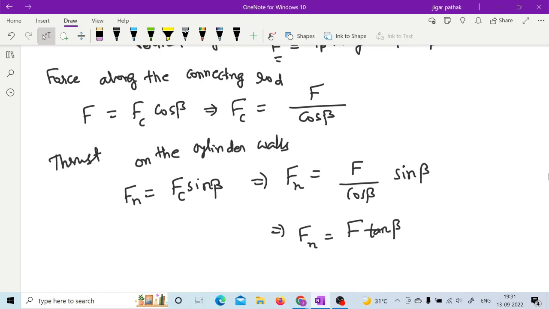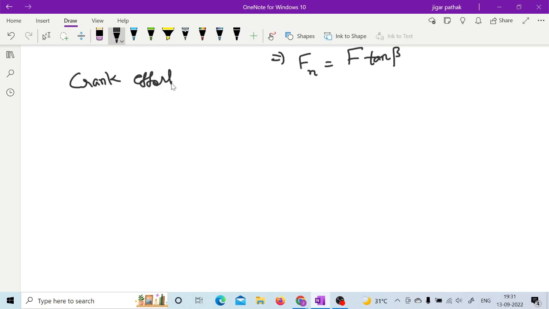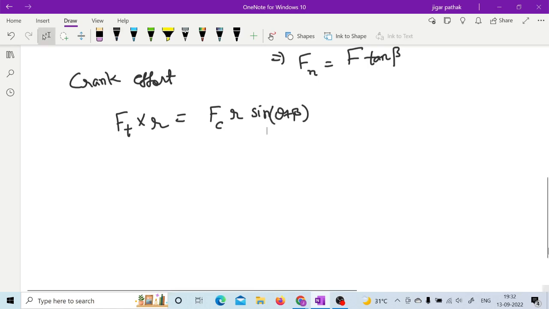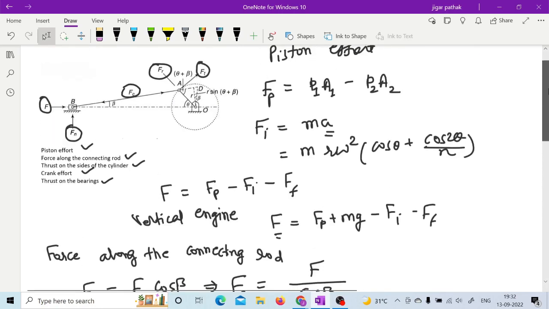Okay. So now let us move to the crank effort, right? So if you see crank effort, so crank effort is Ft, as we have seen earlier, right? So if you equate the turning moment Ft into R to this Fc into R sine theta plus beta. Now why we have equated this, you can have an idea from the geometry. I am taking it to the geometry.